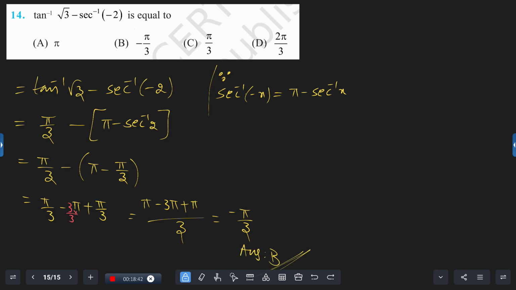Have you understood, children? Okay, so this is about the principal value. The formulas which I gave on the first page, if you are clear on them, it is really very easy to go. Understand? I hope you understand all those things.